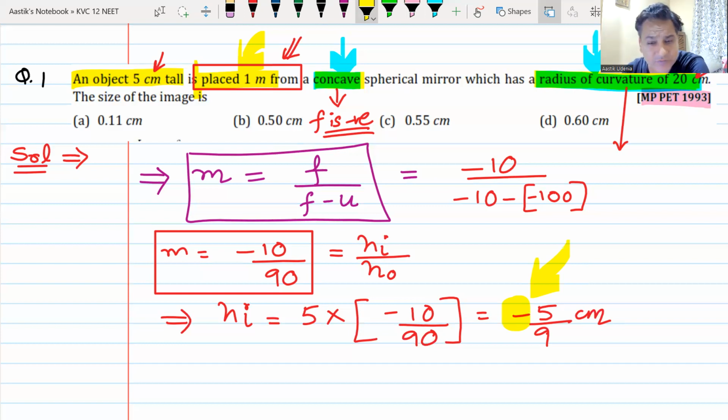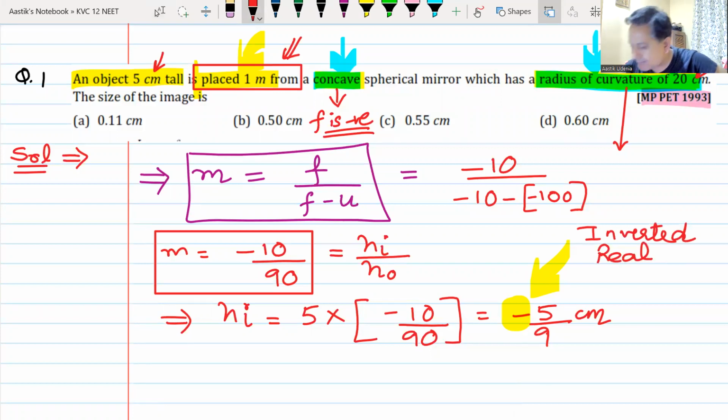Remember, answers are always going to come with proper signs. My answer is coming minus. My height of the image is coming minus. What does that mean? Image is real. It means that the image is inverted. Yes or no? Yes, sir. That means the image is real. Well done. Image is inverted. That is why it is coming as negative and the image is real.